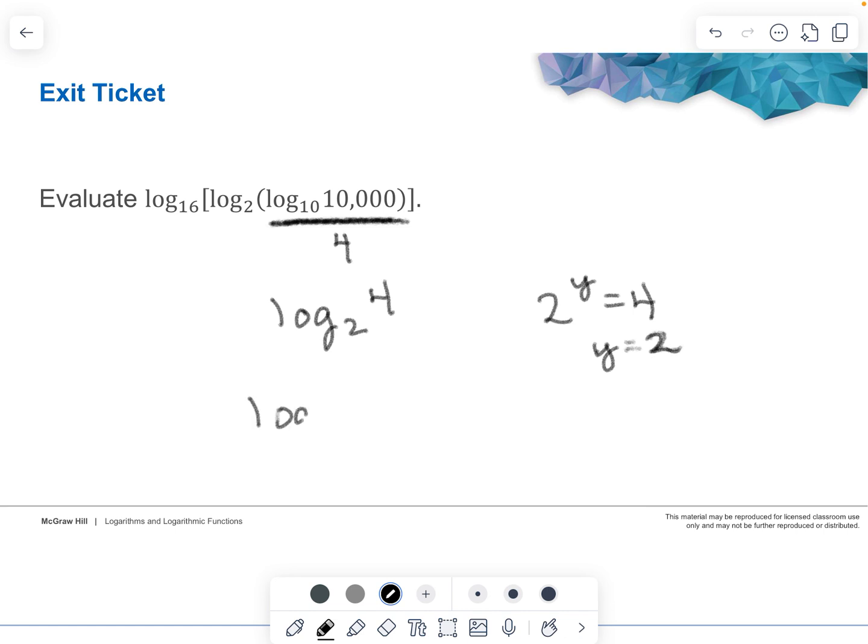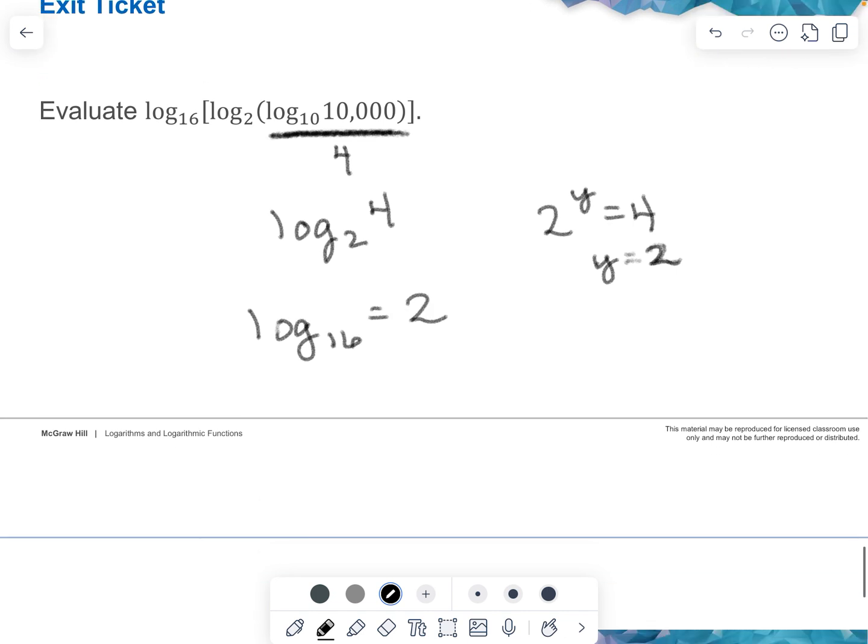And then I need to do log base 16 of 2. So I'm thinking 16 to what power gives me 2. Well, I know that 2 to the 4th is 16. But I see that I need a fraction, so I know that the final answer is not 4, but 1/4. Should probably write that here.